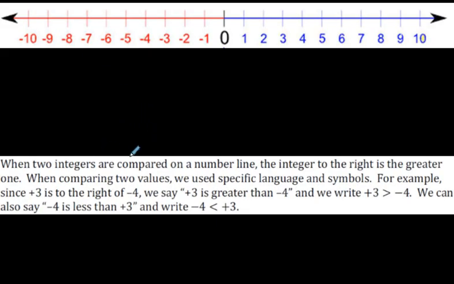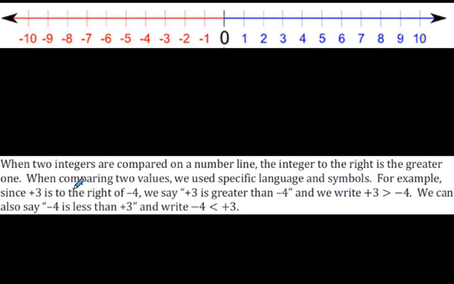So when two integers are compared on a number line, the integer on the right is the greater one. So if I pick this one and this one, which one is greater? Is -6 greater than -2, or is -2 greater than -6? Well, according to what I just read, the one on the right is bigger than the one on the left. So -2 is greater than -6, and there's going to be a video that I'll make on these signs, okay? But for now, I'm just going to write it.